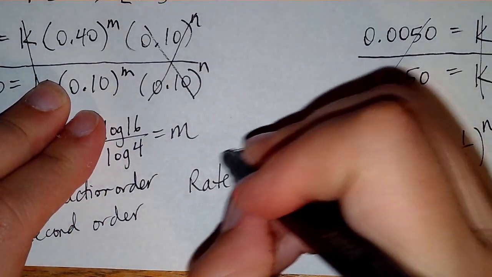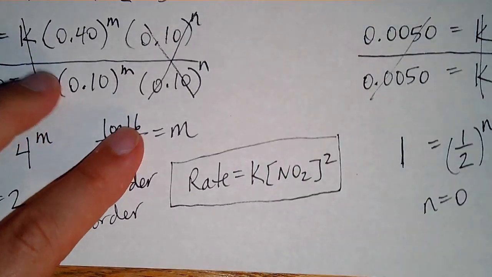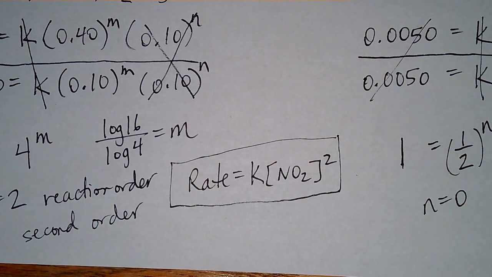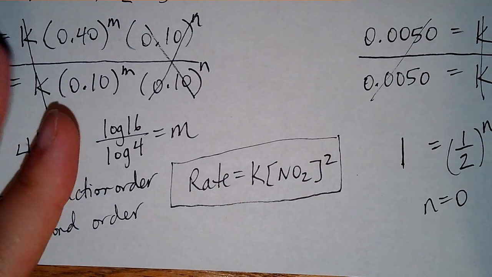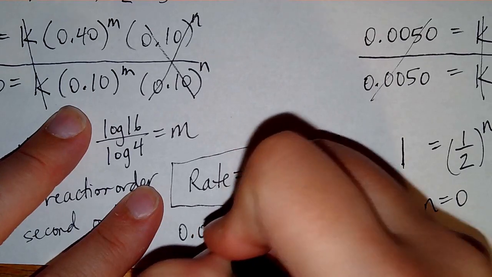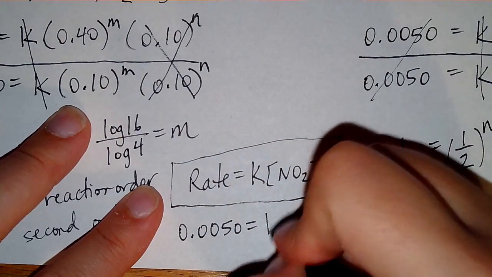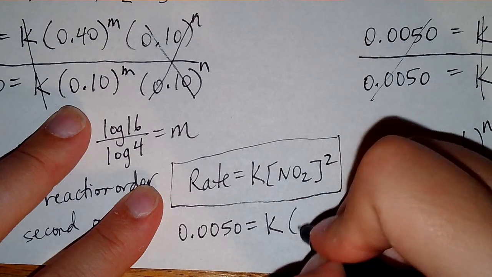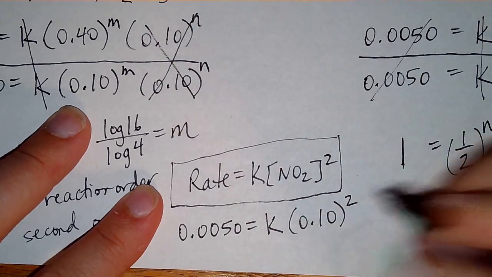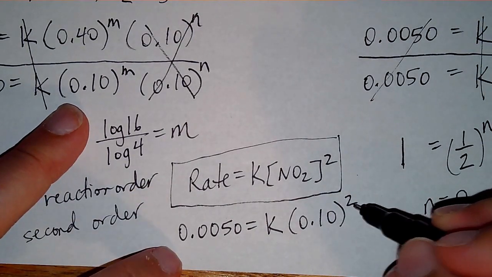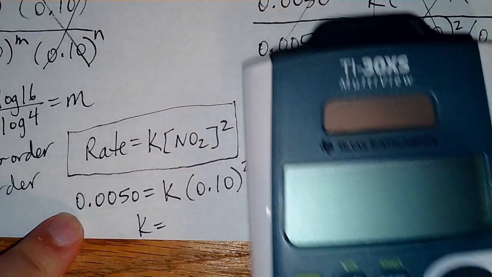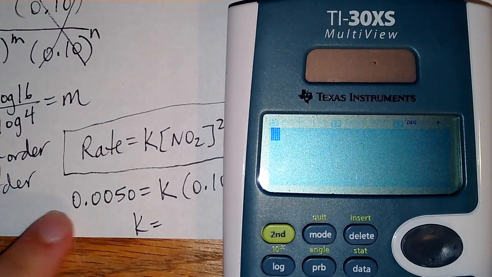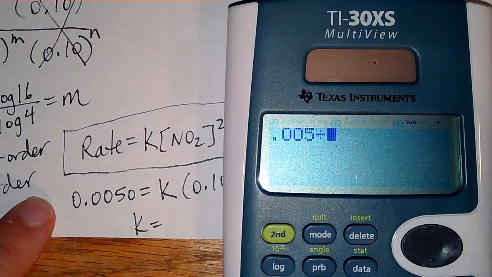So now if we want to identify K, find its value, we can pick any of our 3 experiments. So I'll just pick the first one, fill in our rate information, fill in our NO2 concentration, don't forget your reaction order, your exponent, and then solve for K. 0.005 divided by 0.1 squared. So K is 0.5.